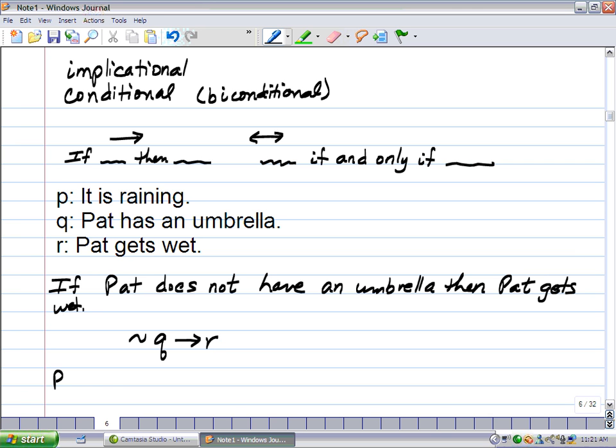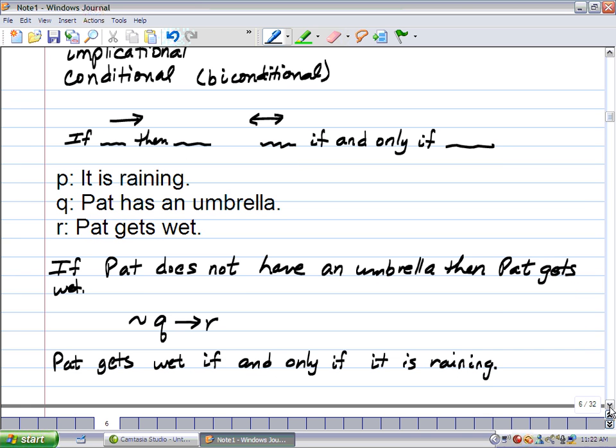Okay. What about Pat gets wet if and only if it is raining? So here we're going in both directions. If Pat gets wet, then it's raining, and also at the same time, if it's raining, then Pat gets wet. So Pat gets wet if and only if it's raining is P.